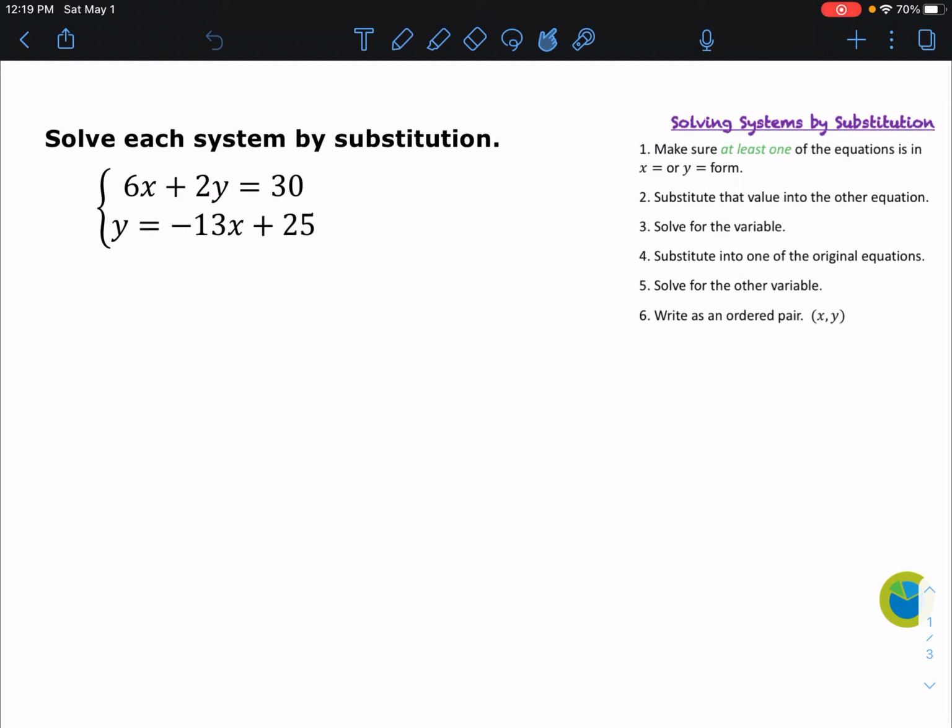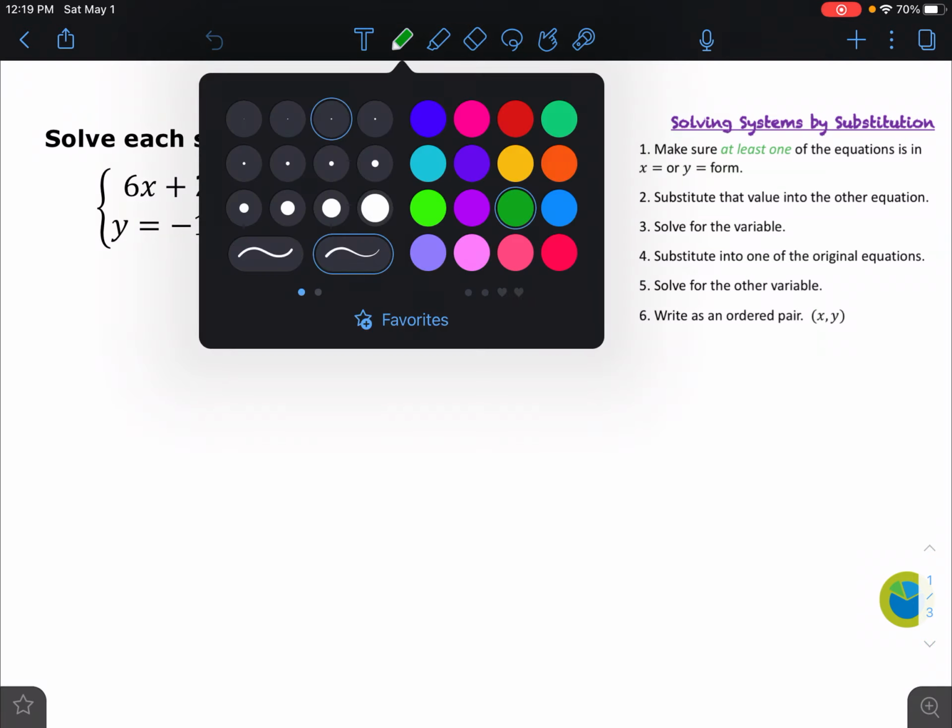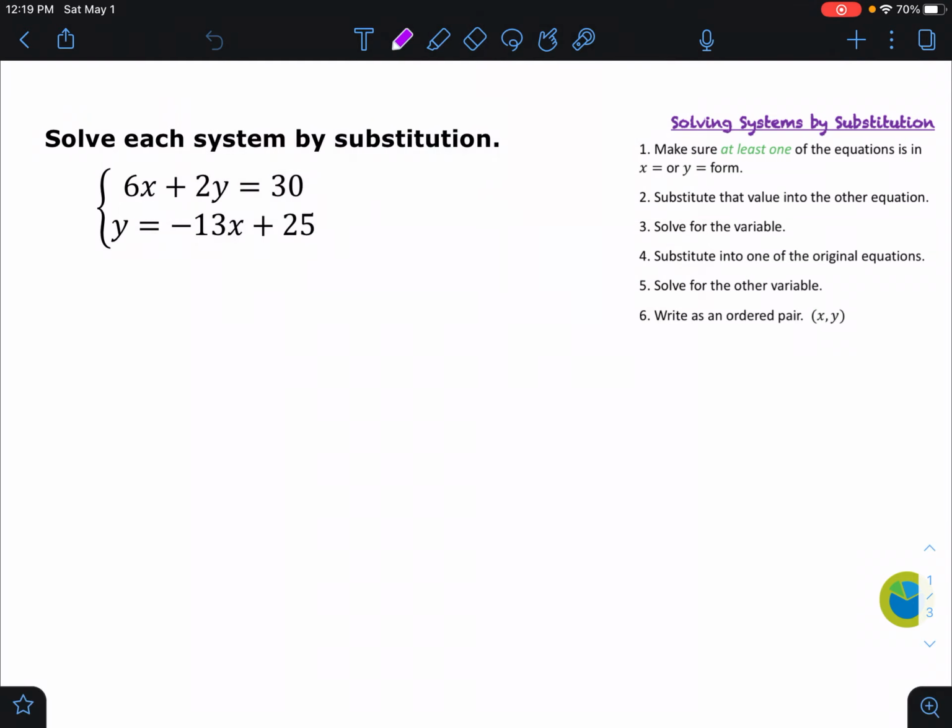Okay, so again, when we're solving systems by substitution, first thing is you need to have one of your equations say x equals or y equals. So in this particular case, it looks like we've got a y equals here, so we're good. So y equals what? Well, y equals this, okay? So what I'm going to do is where I see a y in the other equation, I want to replace it with what it equals. So I'm going to replace it with negative 13x plus 25.